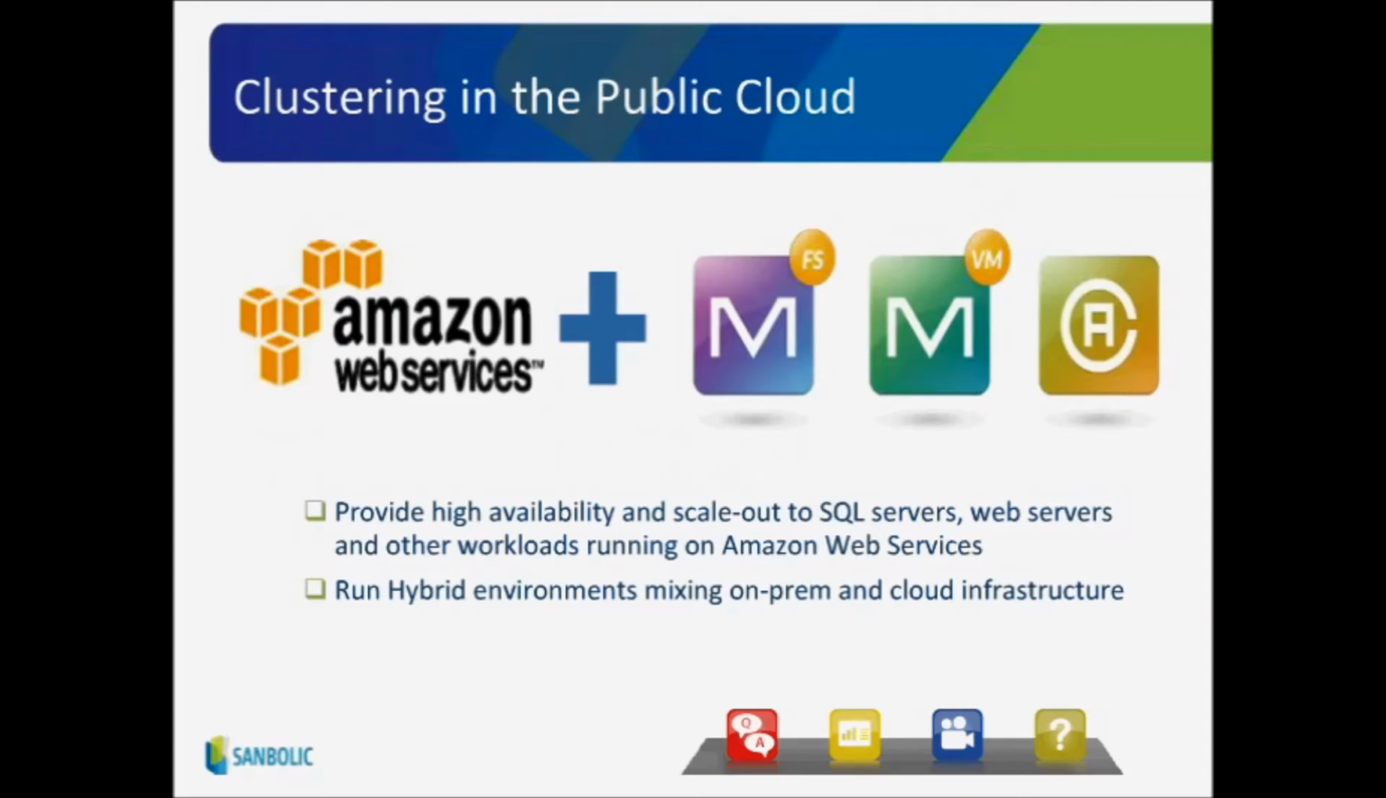Now, combining these 3 components with Amazon Web Services allows you to provide high availability and scale out to the SQL servers, as well as web servers and any other Windows-based workload that you can run on AWS. It also can enable you to run hybrid environments where you can mix on-prem and cloud infrastructure if you're using Amazon VPC.